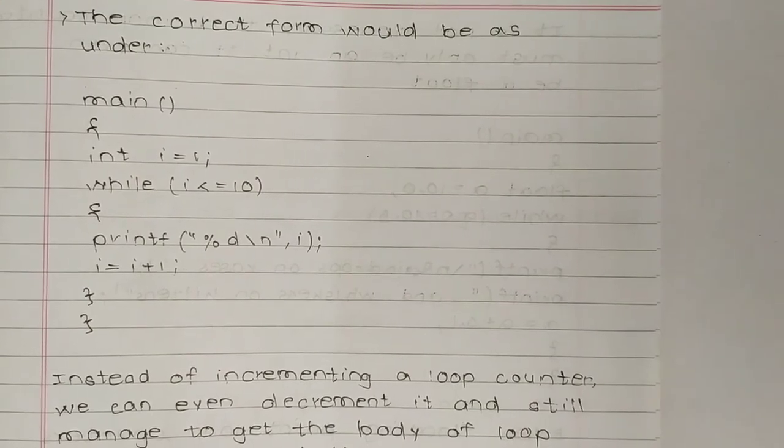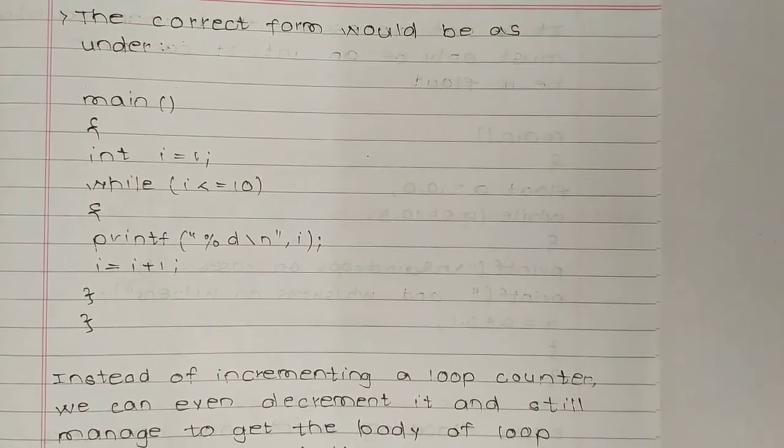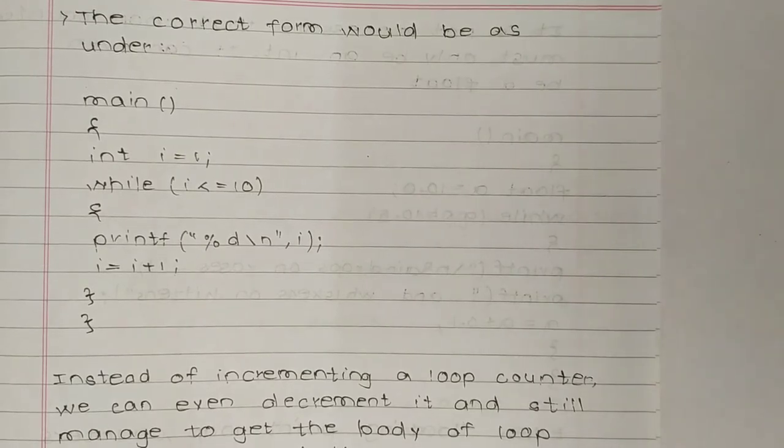The correct form would be as under. Main, int i = 1, while i <= 10, printf %d \n, i, i = i + 1. So here i will be incremented. i is getting incremented here.